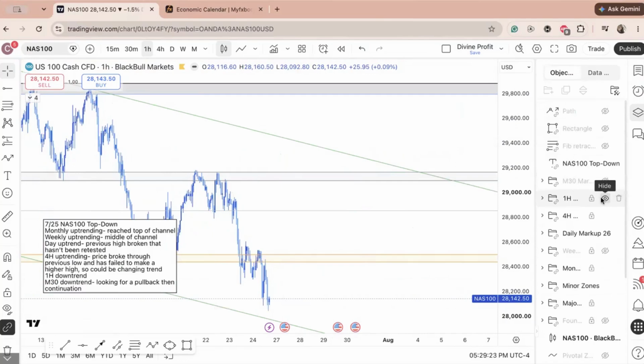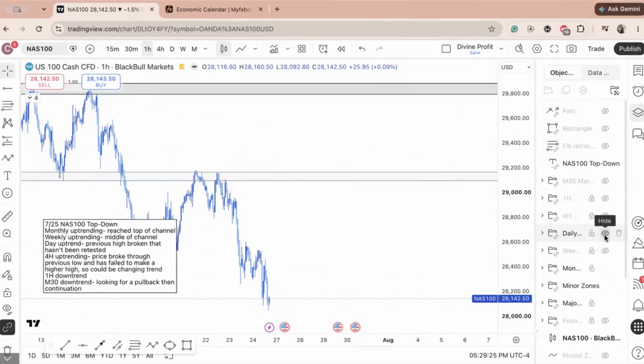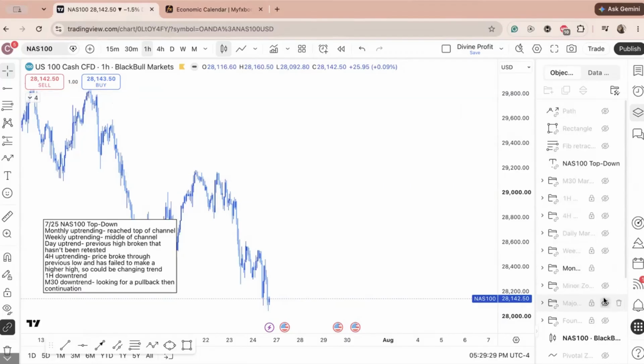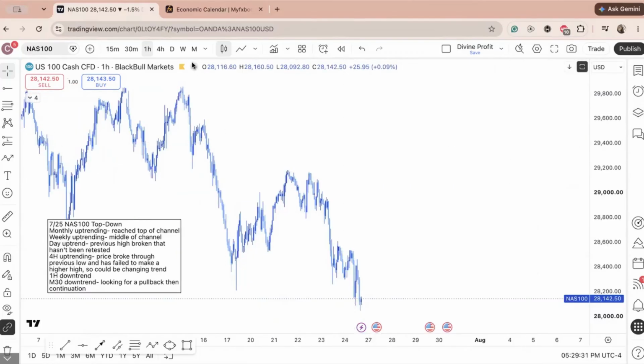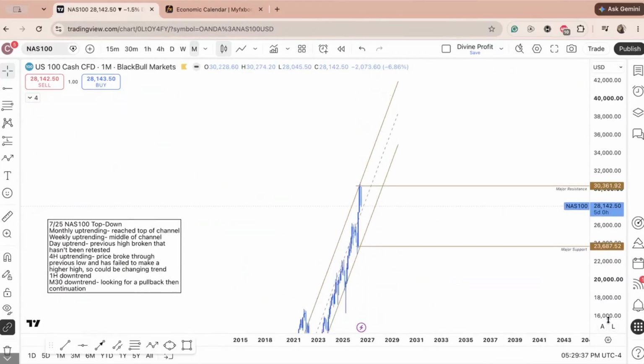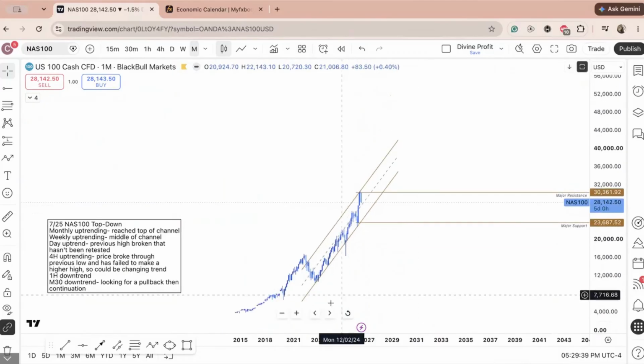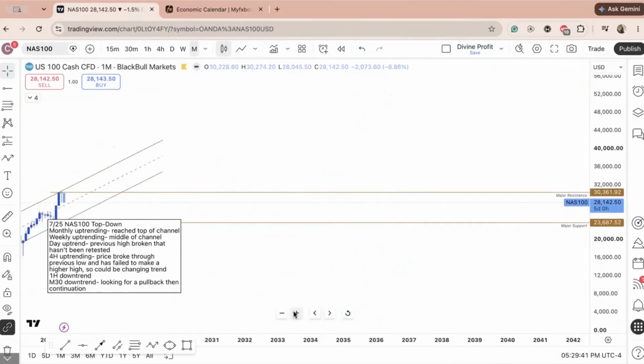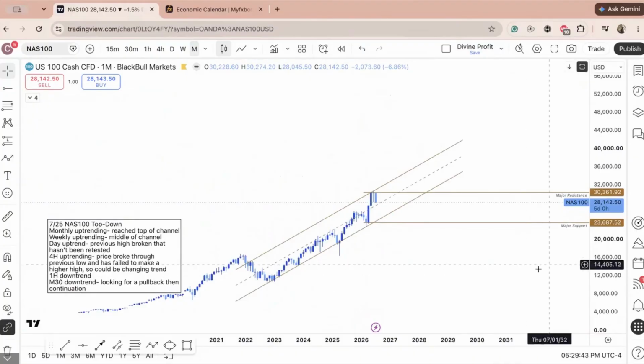So let's take a look. I'm hiding everything because I actually did a top-down analysis on this, so I'm going to walk you through it completely, so you can see my entire thought process and essentially how I mark up all of my charts. I always do a top-down analysis to start.